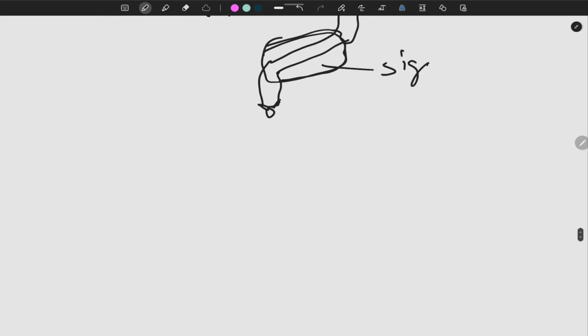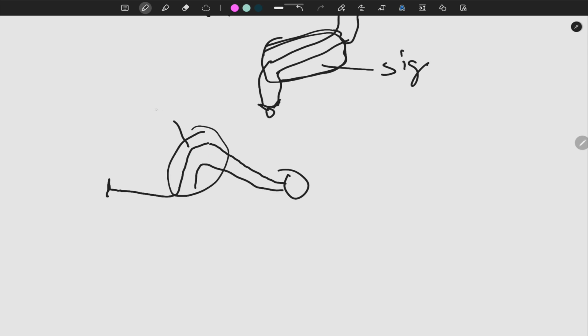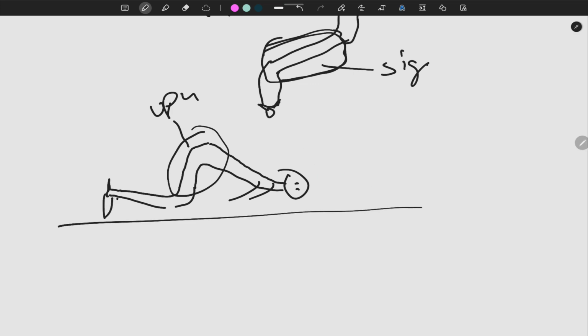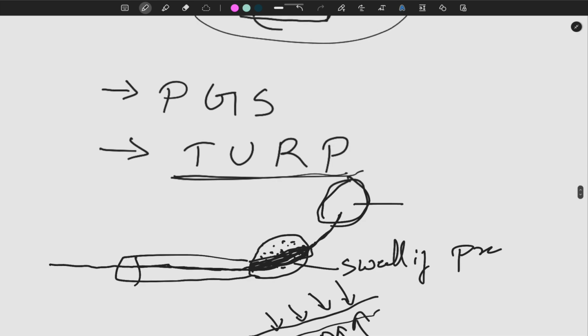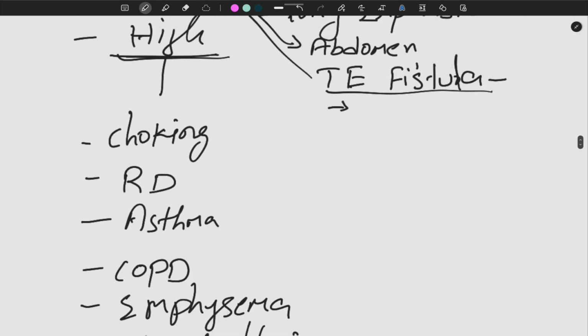So in the knee chest position, the patient will be lying on the bed like a prone position, and the legs are downwards. So the pelvic region will be upward. So this is the knee chest position. The position looks like this. So these are the important positions we commonly keep in mind for the examination purpose.